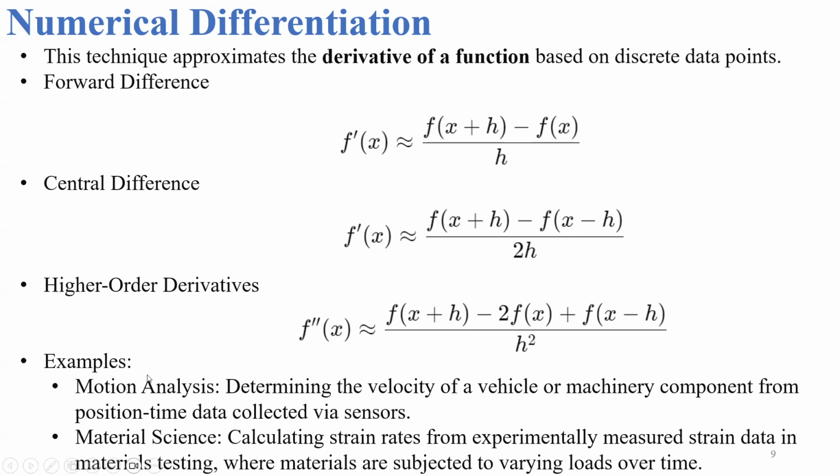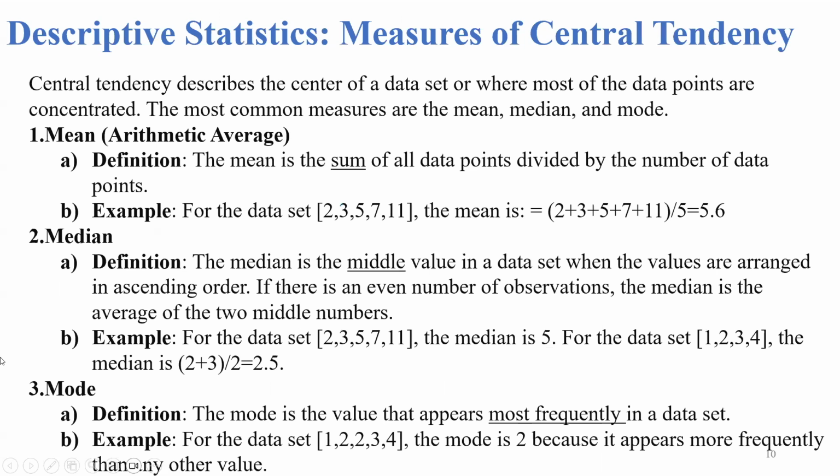Some of the examples of these numerical differentiations are motion analysis, such as determining the velocity of a vehicle or machinery component from position-time data collected by a sensor, or in material science, such as calculating strain rates from experimentally measured strain data in material testing. Now let's move to stats.